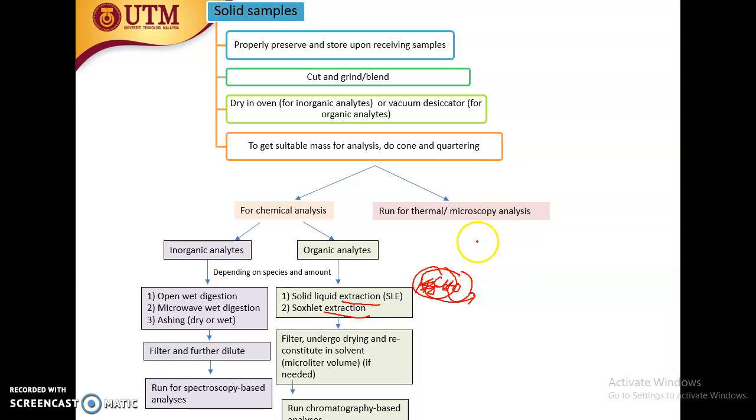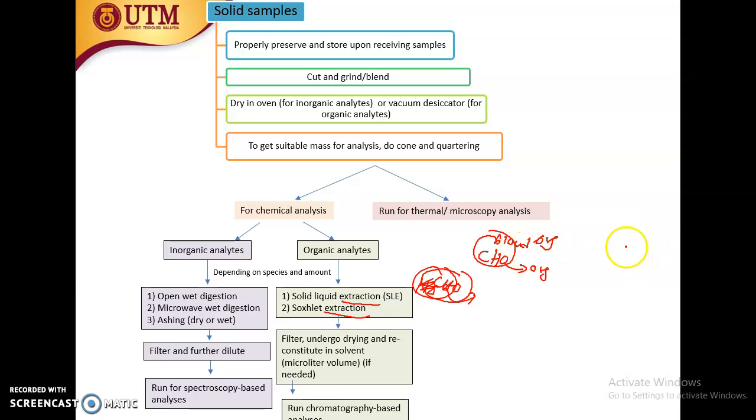In this case, the sample can be biological matrices. Biological matrices is organic sample. Organic sample means that, let's say, blood contains hydrocarbon or alcohol. Blood is organic. Hydrocarbon or alcohol is also organic. So this is what we call organic analyte inside organic blood.